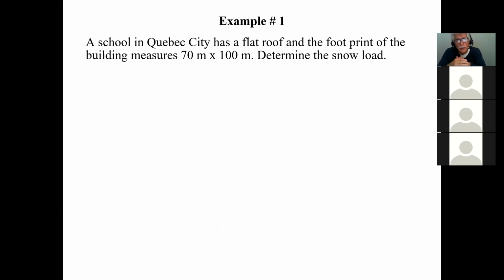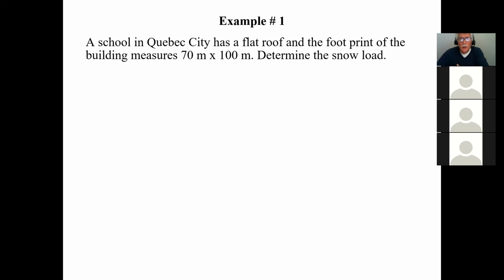And it's located in Quebec City, and you want to determine what is going to be the snow load that you will use to design the structure of the roof, and of course, everything else that is subjected to that snow load, the columns, the footings, and everything else, okay?